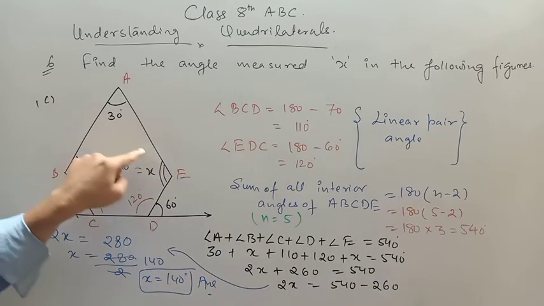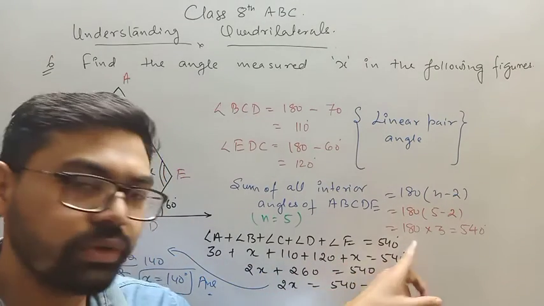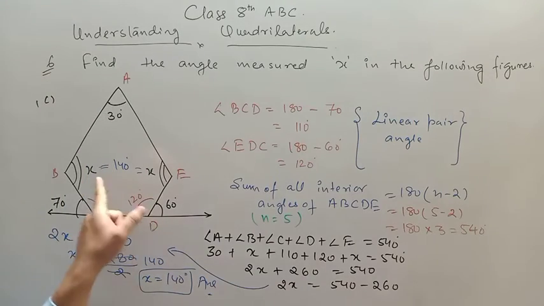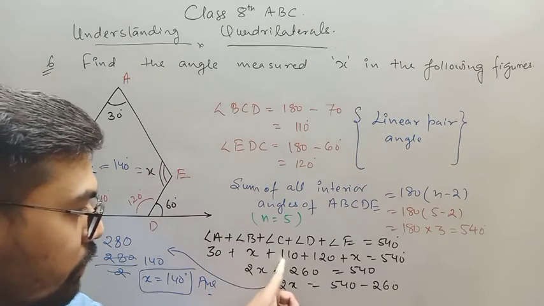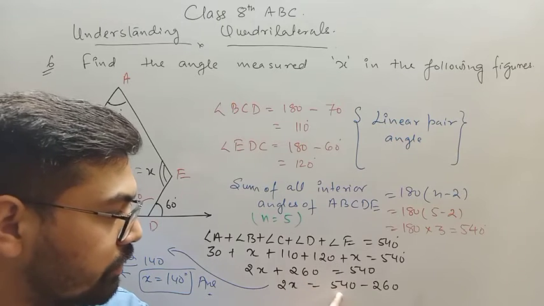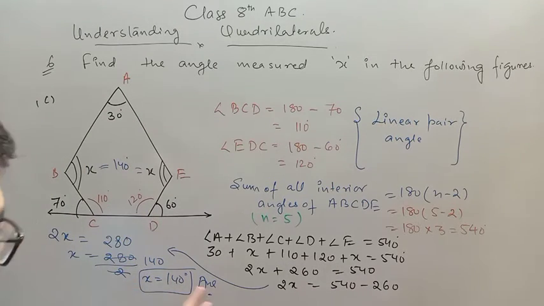Add all these 5 interior angles, and the sum is equal to 540 degrees, right? So why is this 2x? x plus x gives you 2x. 30 plus 110 plus 120 gives you 260. So 540 minus 260. Then the last part I have solved here: 2x equals 280, that means x is equal to 140 degrees. So this is the answer. Okay.